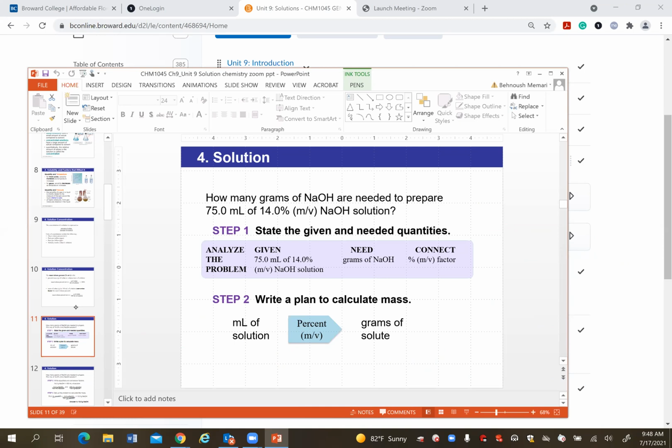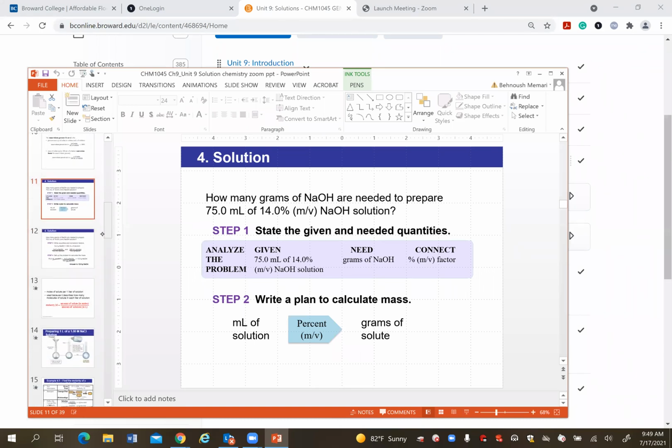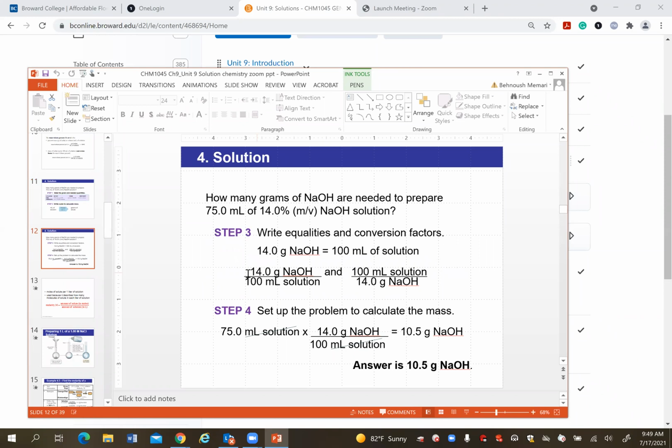How many grams of sodium hydroxide are needed to prepare 75 milliliter of 14% solution? So we have the example, 75 milliliter and the 14% is given. I would get the 2 conversion factors. One of the conversion factors is 14 grams over 100 milliliter, and the other one is 100 milliliter over 14 gram.